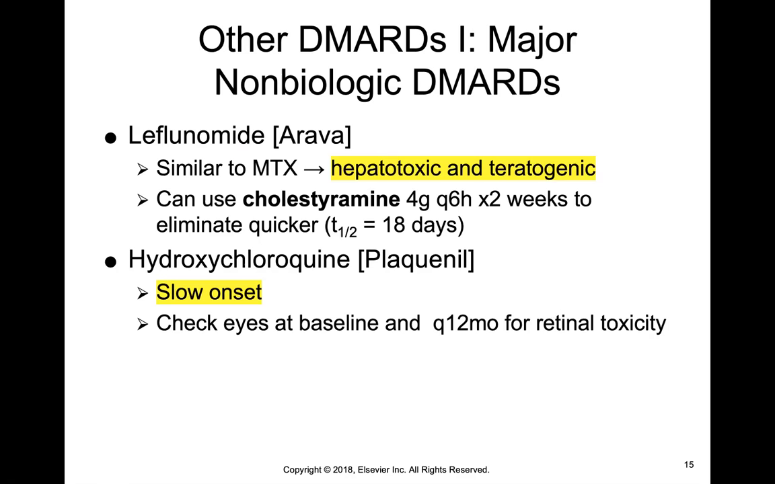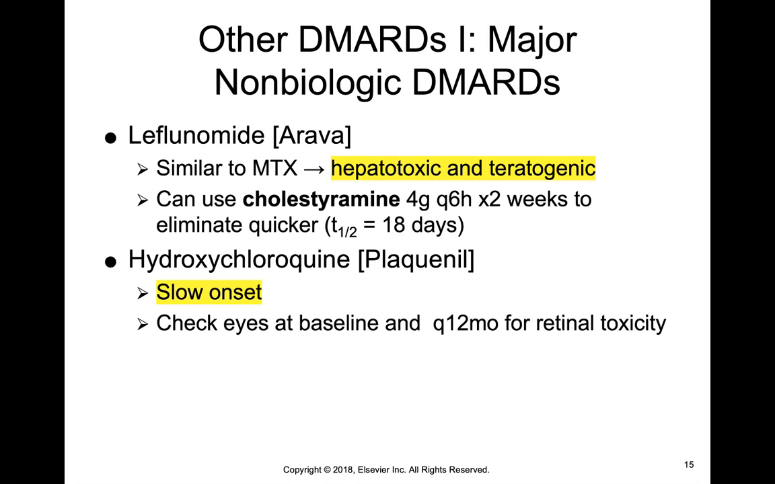These are some of the other non-biologic DMARDs. This one, leflunomide, or brand name Arava, is pretty similar to methotrexate, but it can cause more hepatotoxicity and teratogenicity. If a female is on leflunomide and wants to get pregnant, there is a way to speed up that process, and so they would give cholestyramine, which is a bile acid binding resin typically used in hyperlipidemia.